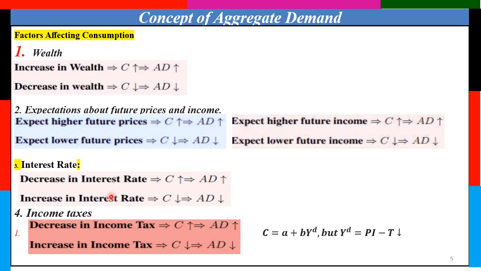The fourth factor which affects consumption is income tax. If there is a decrease in income tax, consumption is increasing, and aggregate demand is also increasing.